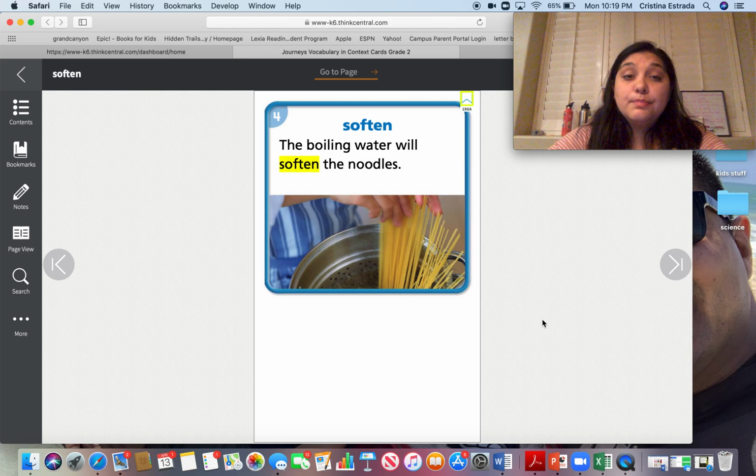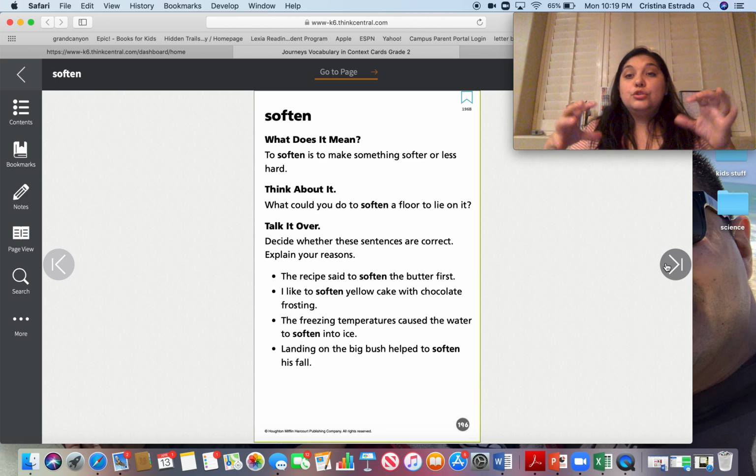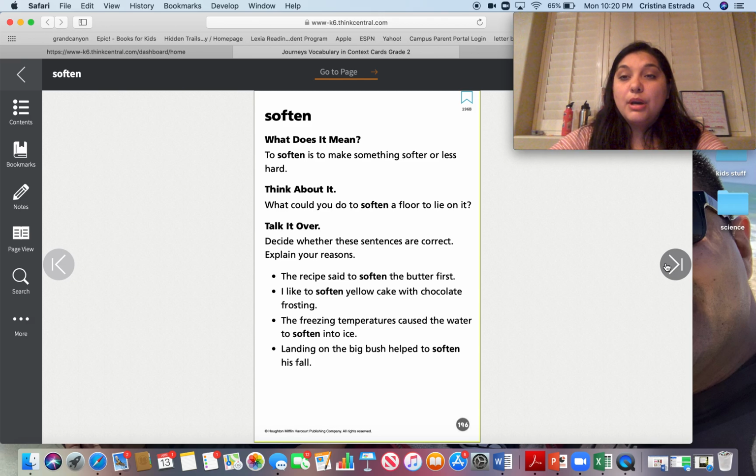And our last vocabulary word is the word soften. Soften in this case means when we make something less hard to make it become soft. So the sentence they give us here is the boiling water softened the noodles. It means that it made the noodles softer instead of being hard. And when we soak, the soil becomes softer and it doesn't become hard. So that's one way that we can think about it when we talk about our story that we're reading.